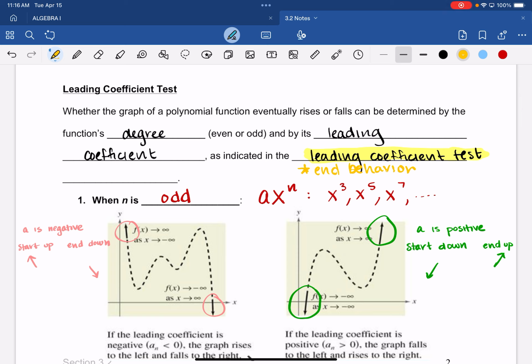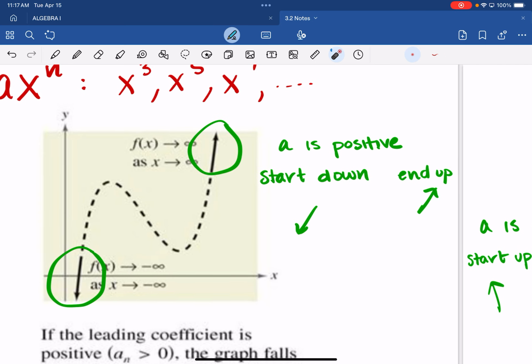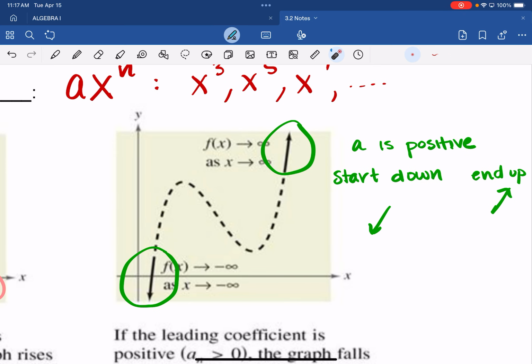Okay? Now, what we're about to talk about is all the times when my exponent is odd. Okay, so when my exponent is odd, aka 3, 5, 7, 79, right, all the above. Anytime it's odd, these are the rules we're going to use. Okay, so we'll do positive first. All right, so when A is positive, so when my leading coefficient is a positive number.